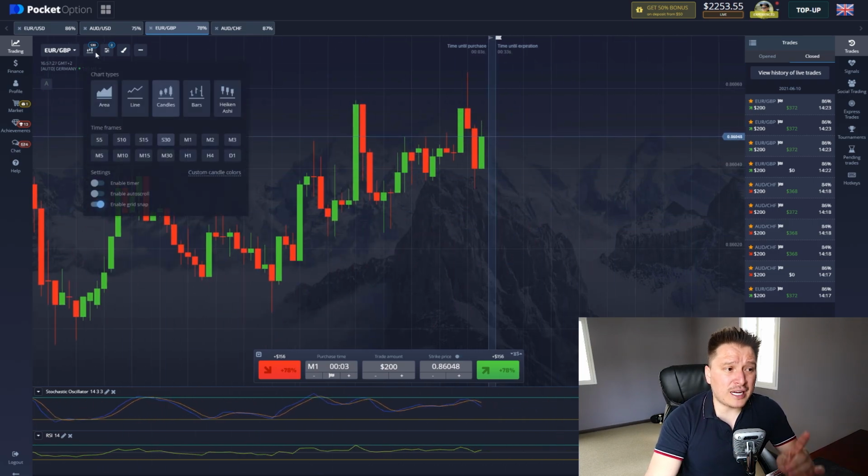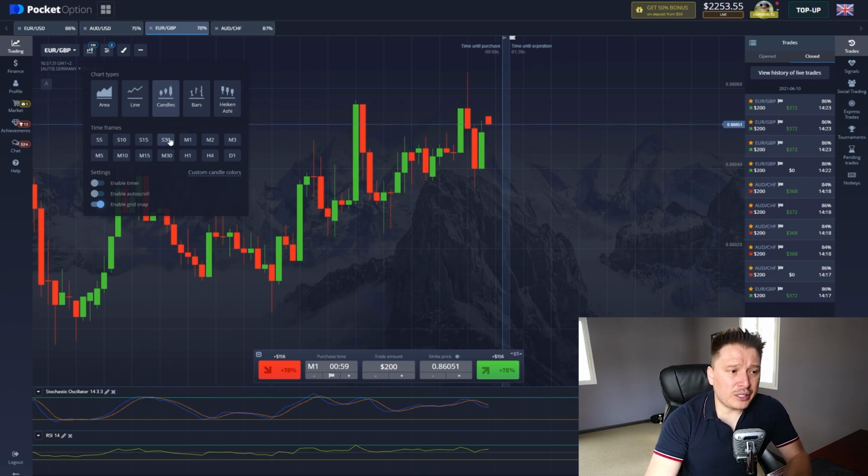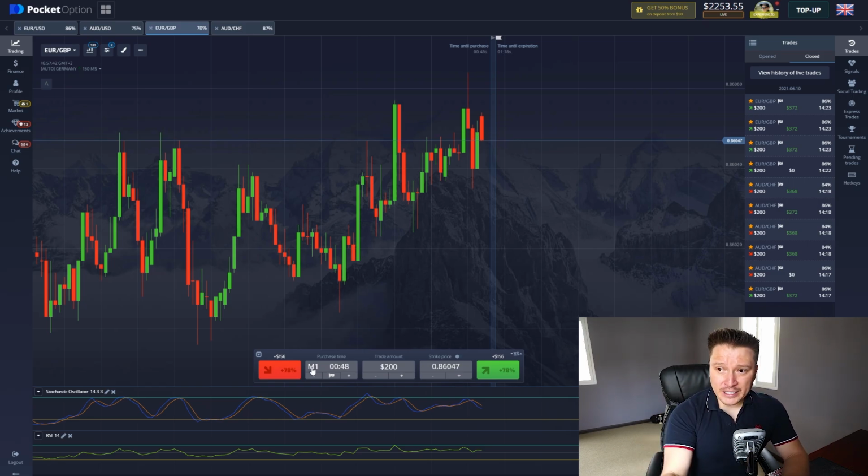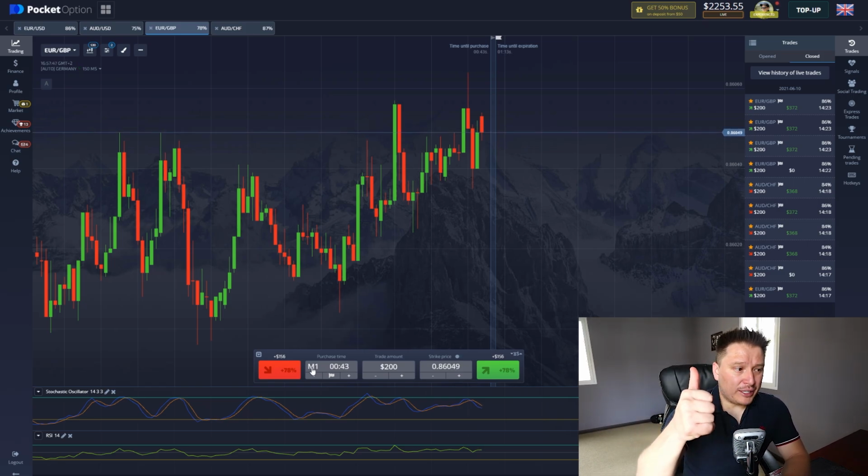The first thing you've got to do is set the candlesticks to 30 seconds. 30 seconds should be the time frame of each specific candlestick. With that being said, you're going to be placing 1 minute trades. That basically means you're going to have 2 candles on each specific trade. Does that make sense? Cool.